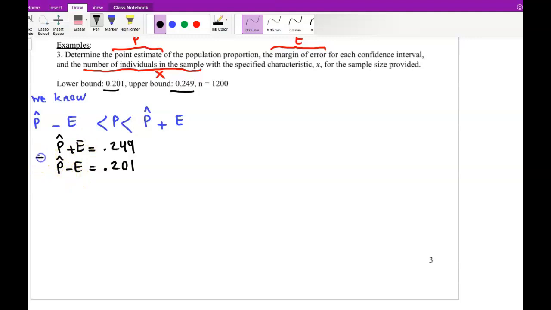So adding these two, on this part p hat plus p hat is 2 p hat. Here is 0.249 plus 0.201 is equal to 0.450. Then divide by 2 both sides. P hat is equal to 0.225.